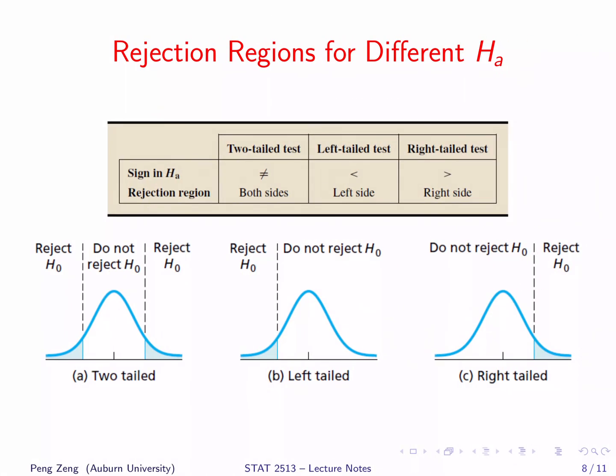The shape of the rejection region depends on the alternative hypothesis. In the example we just discussed, the alternative hypothesis is left-tailed. Therefore, the rejection region is smaller than or equal to the critical value. For a right-tailed hypothesis, the rejection region is larger than or equal to the critical value. For a two-tailed hypothesis, the rejection region is on both sides, which contains too large or too small values.